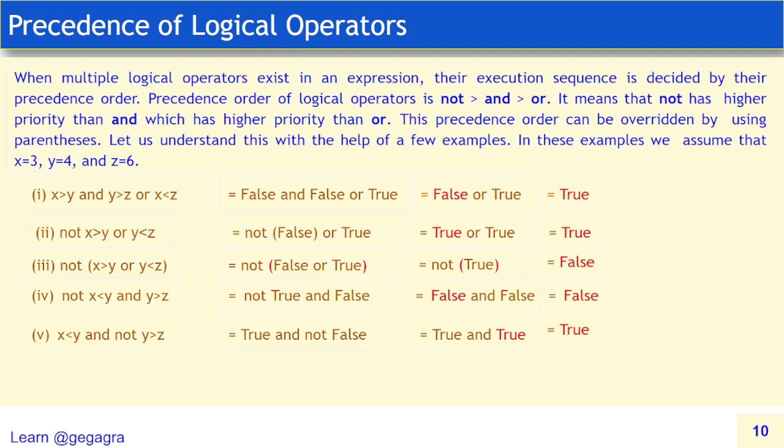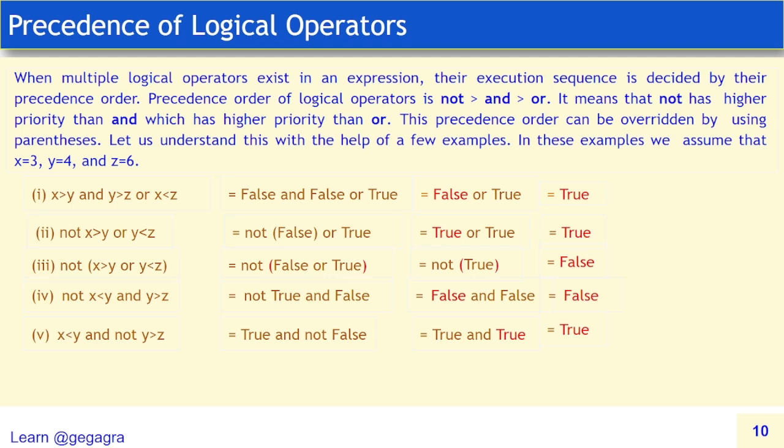Correct? So this way we can see these logical operators work, and the output comes this way, and here we have to keep in mind the priority of every logical operator. So not is above and is above or.